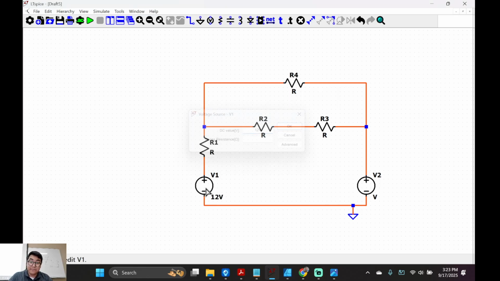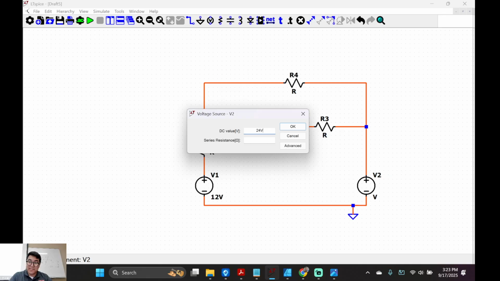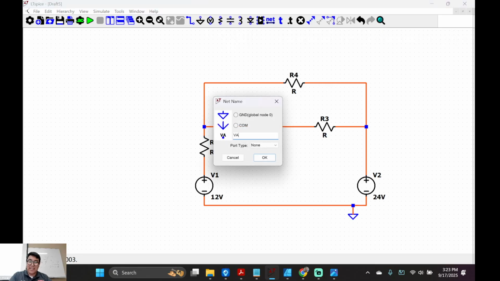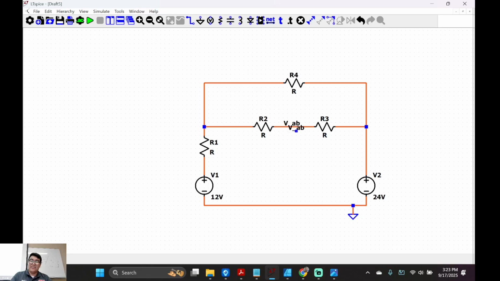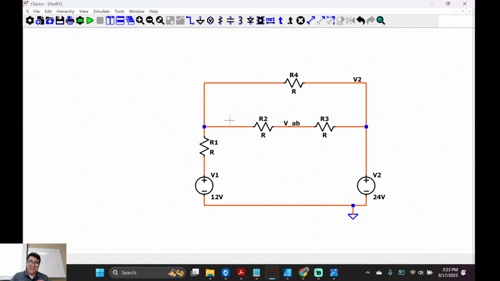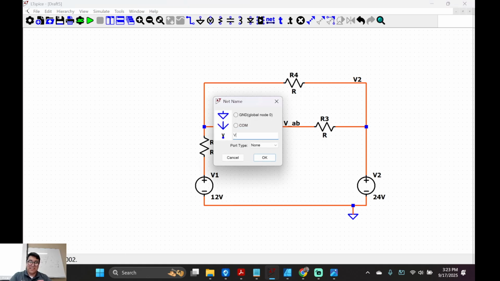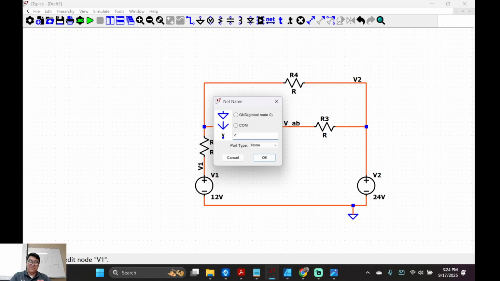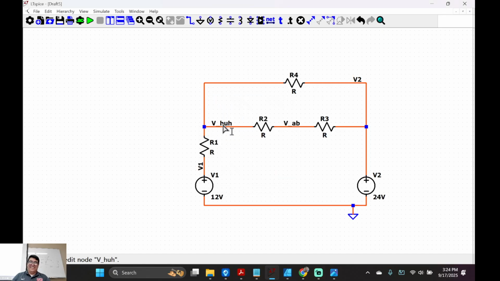So let's do 12 volts. Let's do 24 volts. Let's call this one VAB. Right? That's what you guys wanted? And then I'm going to call this one V2. Wait a second. No, I don't like this one. This one's technically V1. That's why I said, wait a second. I'm going to call this one V. Oh. You like that? Who's ready to solve this?